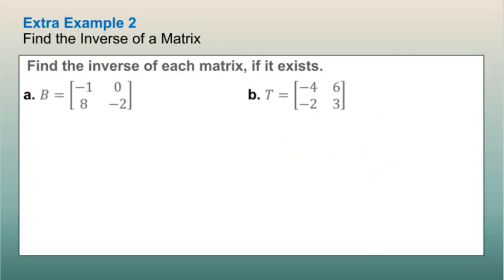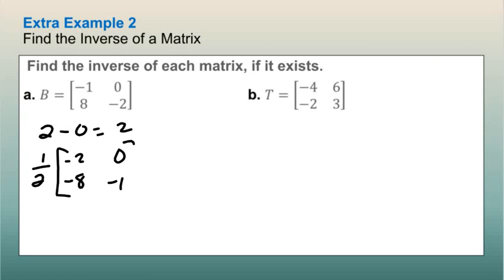Moving on, find the inverse of these if it exists. So here, this would be 2 minus 0, which gives me 2. So the reciprocal of 2 is 1/2 times, and I switch the corners around. So this would be a negative 1, opposite signs. And our answer: half of negative 2 is negative 1. Half of 0 is 0. Half of negative 8 is negative 4. Half of negative 1 is negative 1/2.